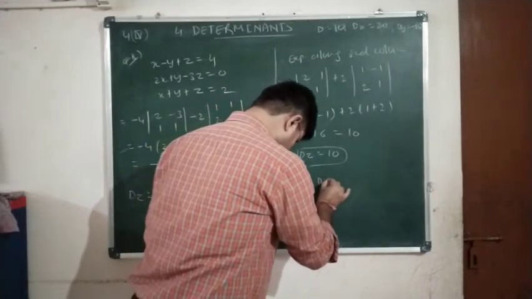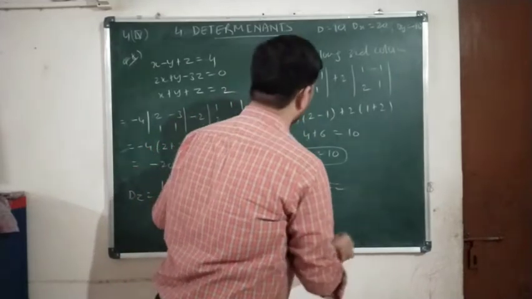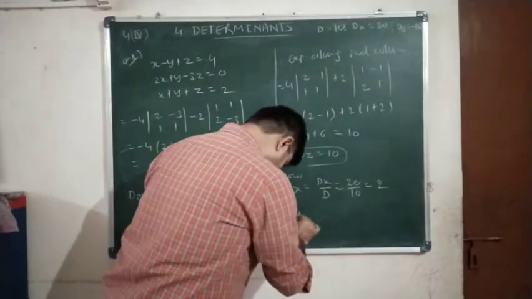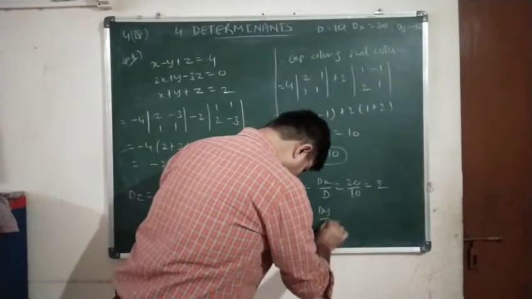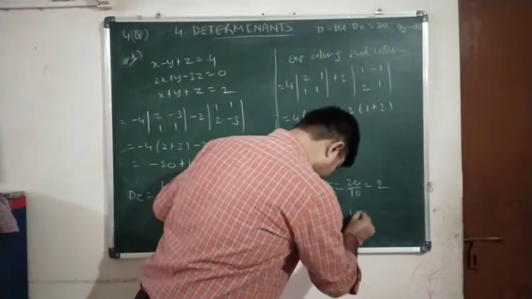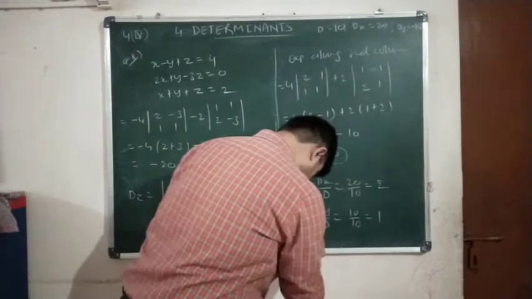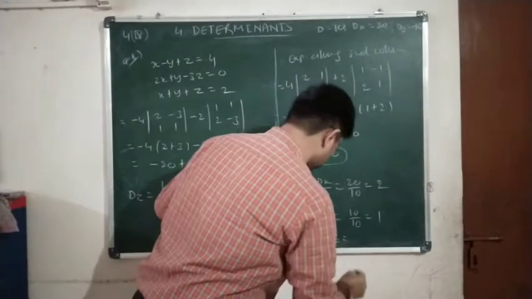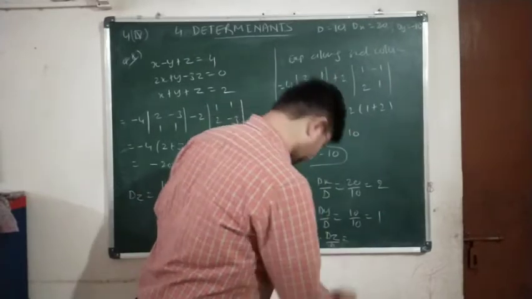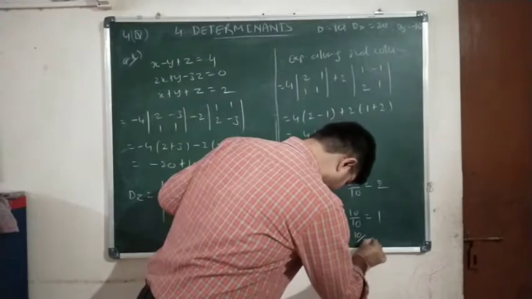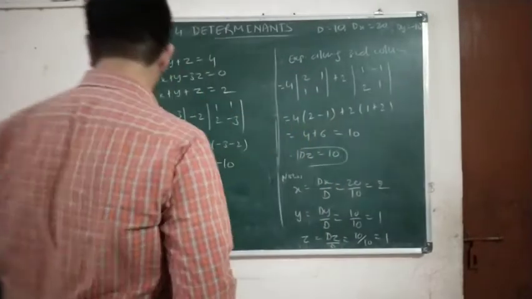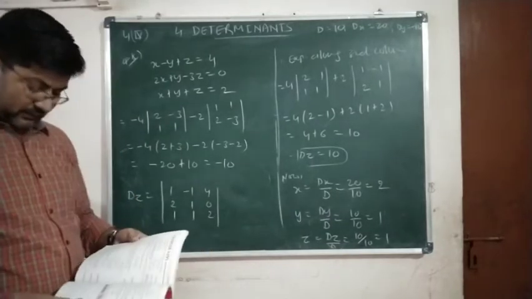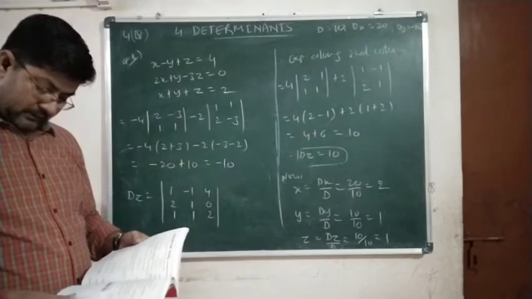So now we can calculate x, y, z. X is equal to dx by D. Okay, dx is 20 upon 10 is equal to 2. Y is equal to dy by D, dy is 10 upon 10 is equal to 1, and z is equal to dz by D. Okay, dz is 10 upon 10, so again z is 1. So value of x is 2 while y and z are 1 each.